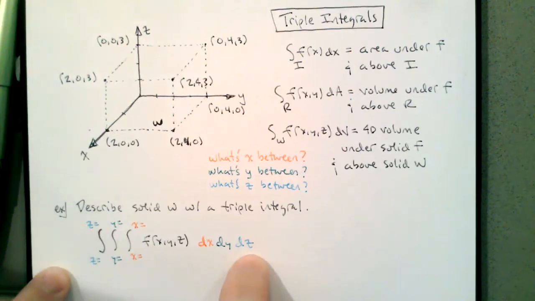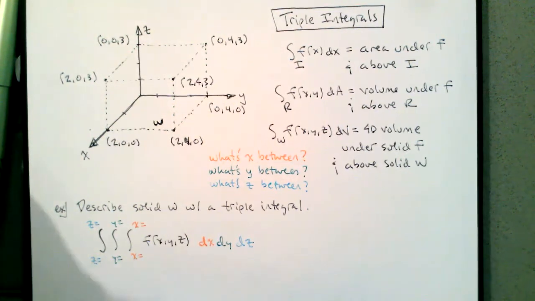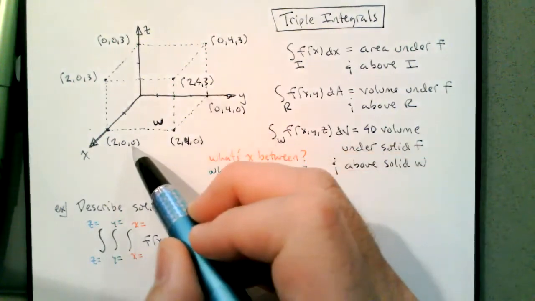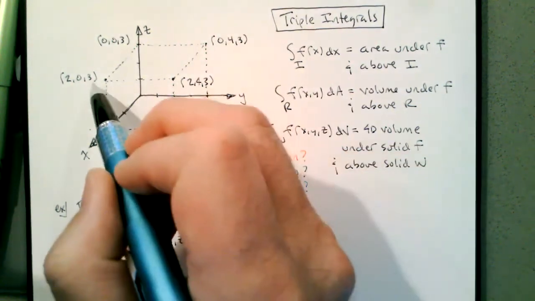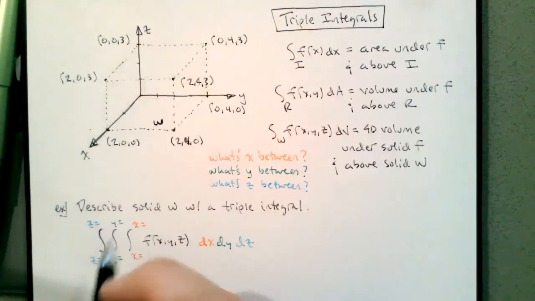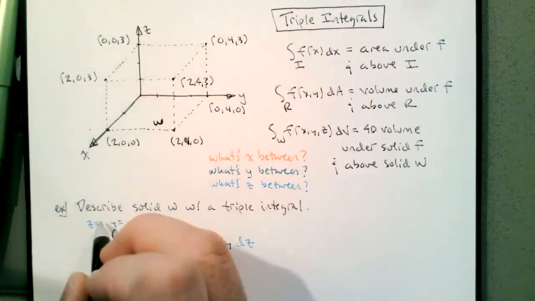The last integral has to be between constants. So we have to look for the lowest value of z and the highest value of z. And it looks like the lowest value of z is sitting here on the xy plane, and the highest value of z is going to be 3. So z is going to go from 0 to 3.